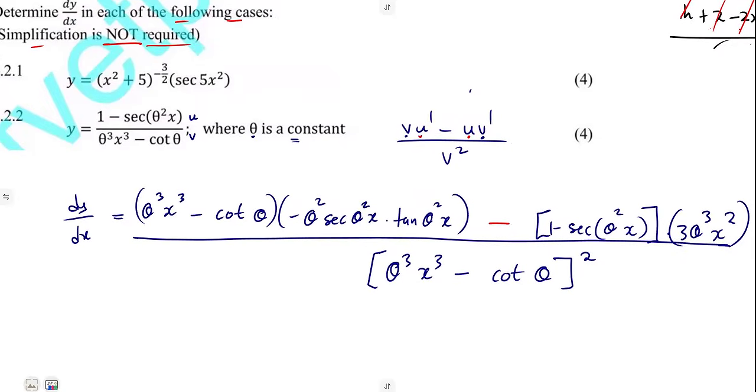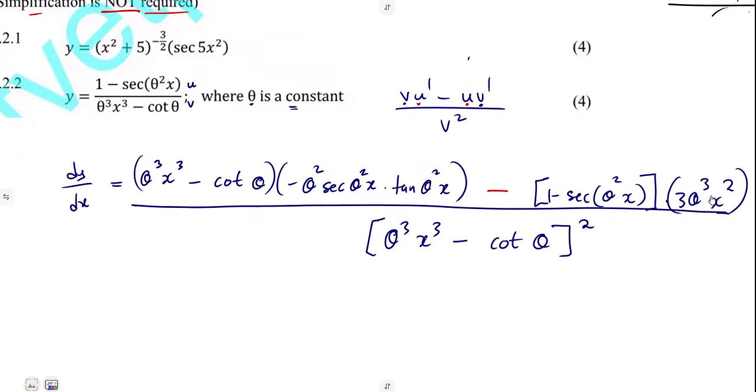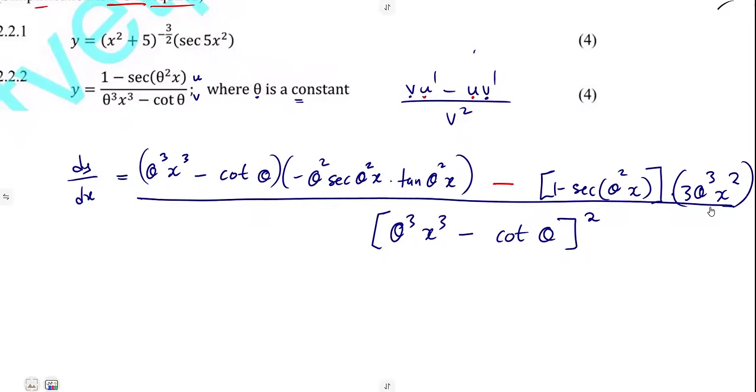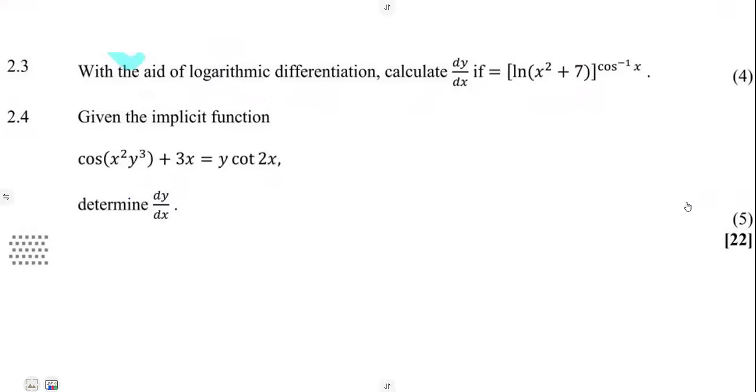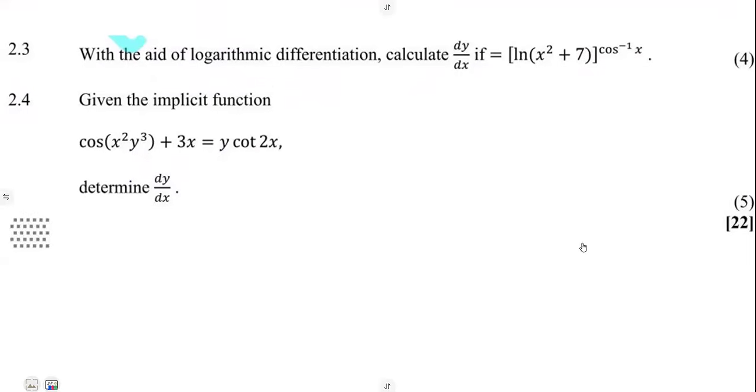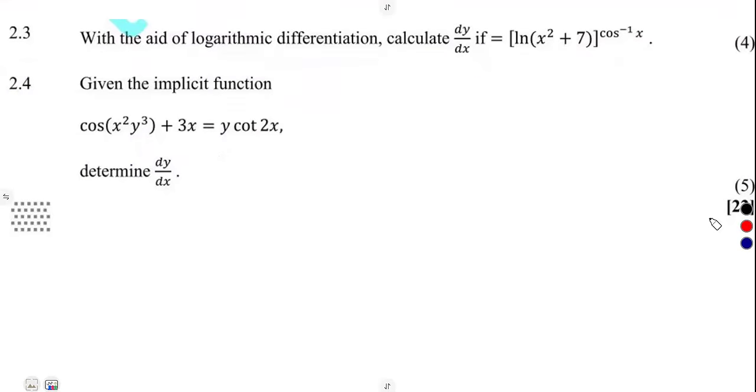You can see that was fair enough. So it is just a matter of revision, doing as many questions as you can. Let us consider another one, 2.3. With the aid of what? The logarithmic differentiation, where you introduce the log, ln, and differentiate this.